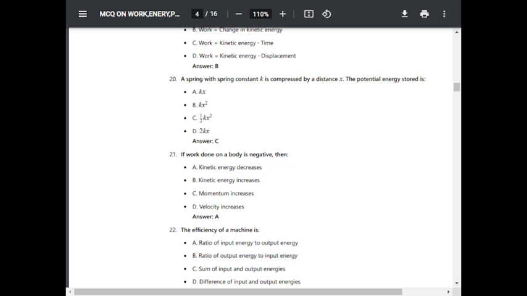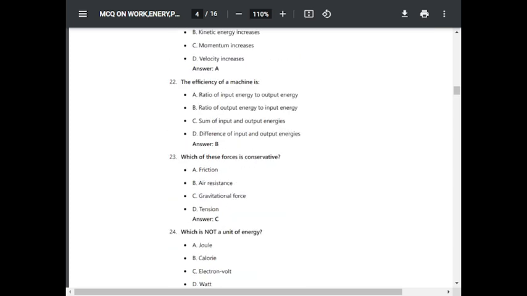Question number 22. The efficiency of a machine is: option A, ratio of the input energy to output energy; option B, ratio of output energy to input energy; option C, sum of the input and output energies; option D, difference of the input and output energies. Option B is correct. Efficiency of a machine is the ratio of output energy to input energy. B is correct.